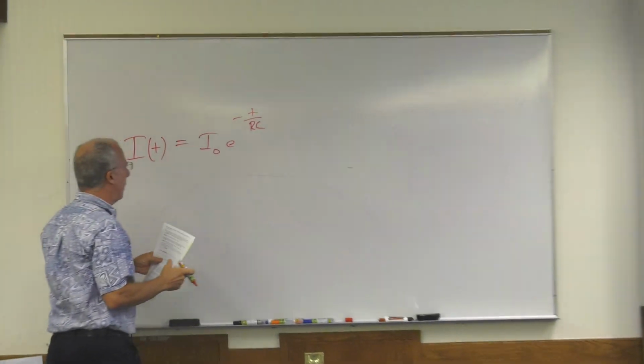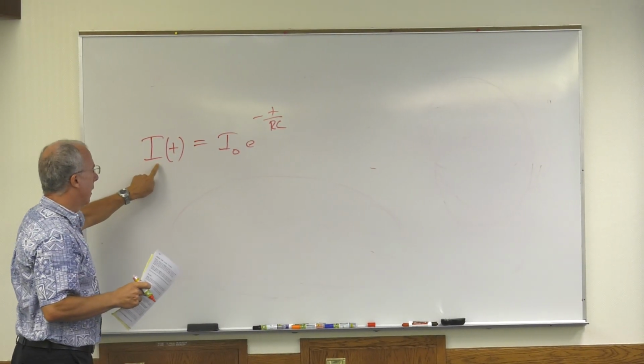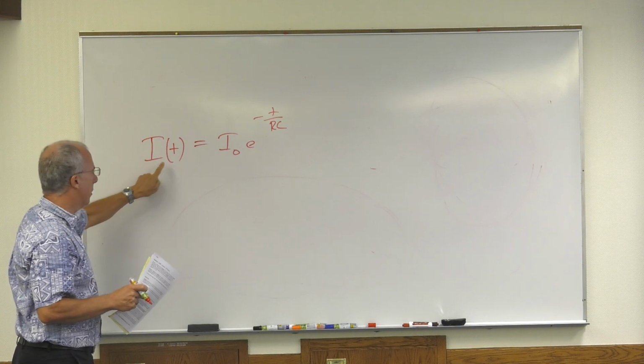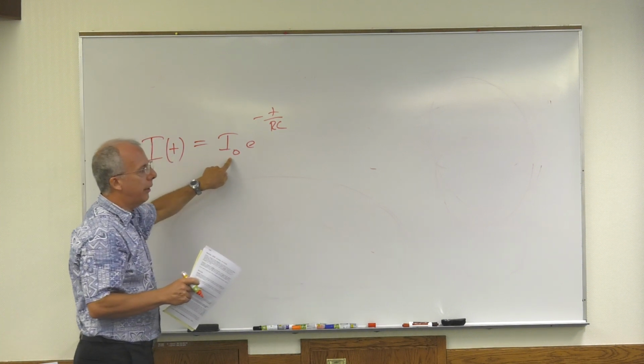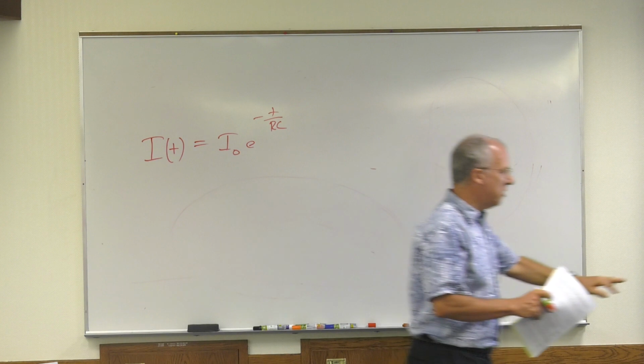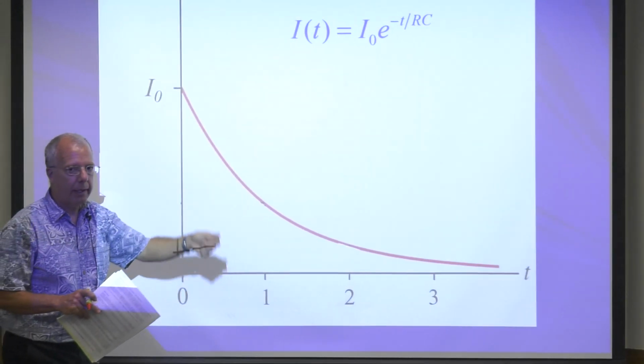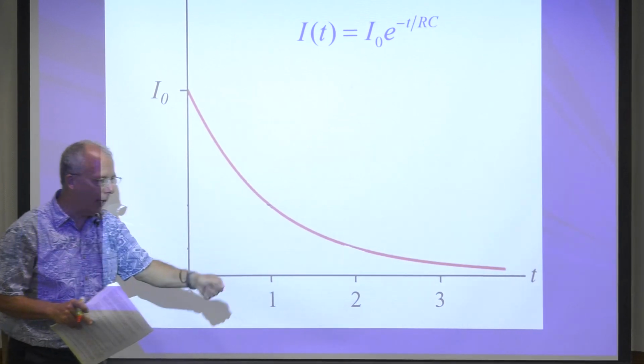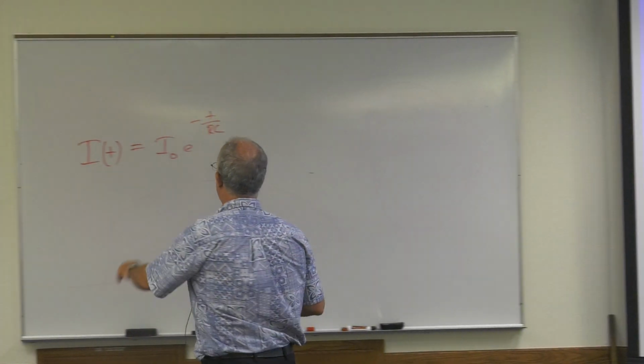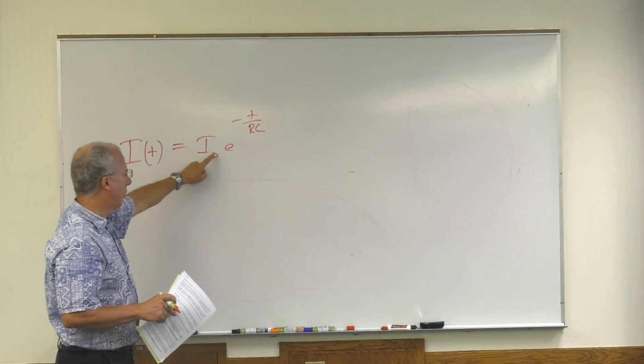Okay, so let's explain this. This is the current as a function of time, so the current, how it depends on time. I0 is the initial current, right? This is time. Time equals 0. This is the initial current. As soon as you click the switch, that's the current, right then and there, right after you click the switch. So I0 is the initial current. That's why the little 0 there.